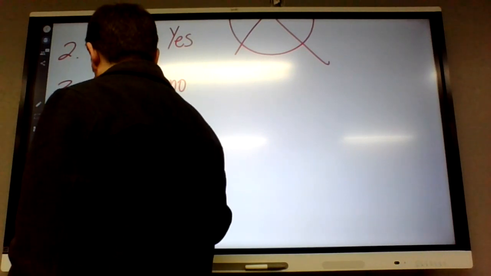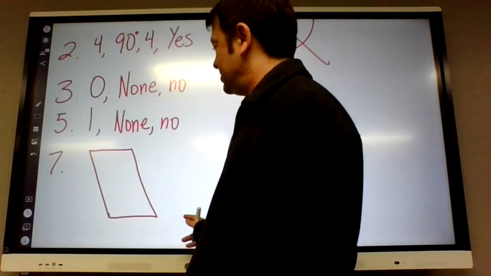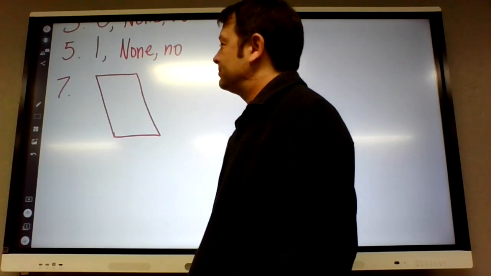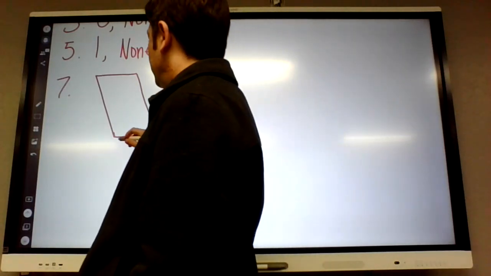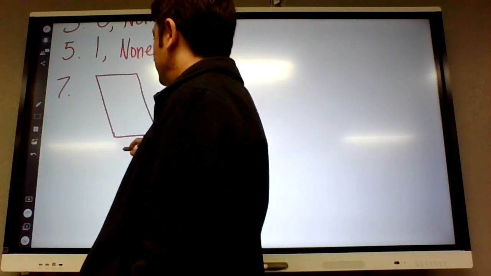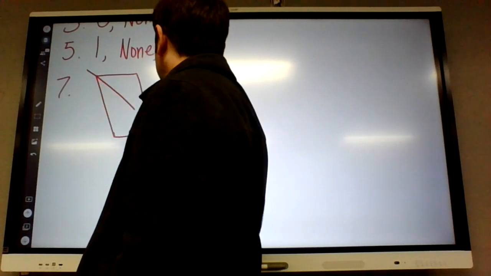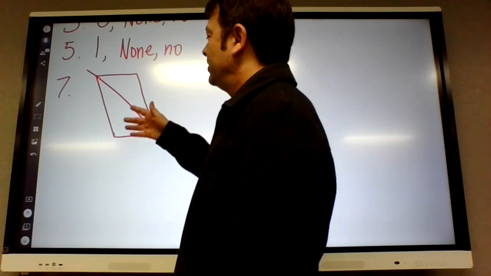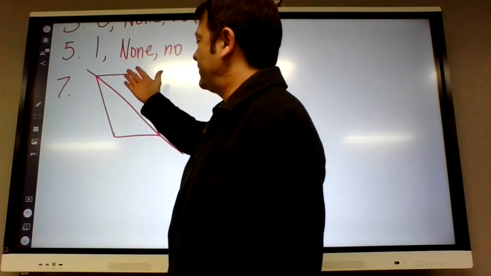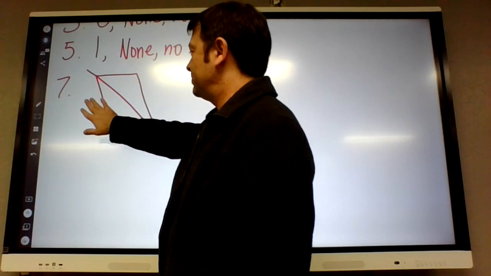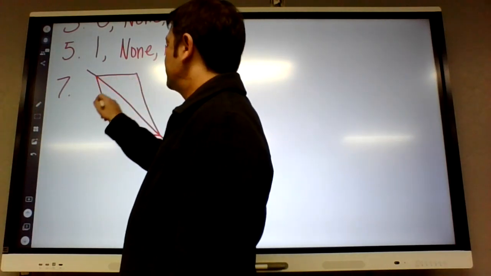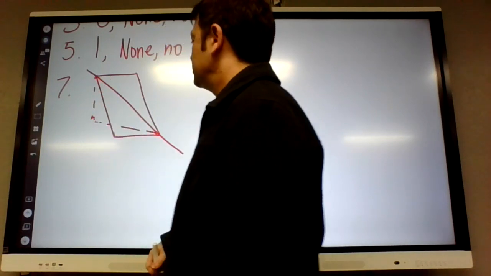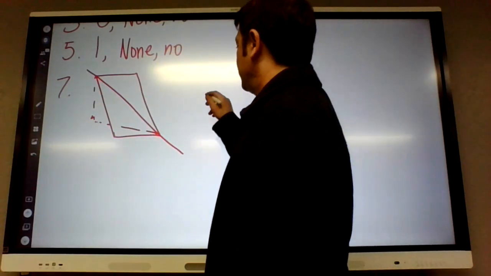Okay, number 7. This one got the other class, so I'm assuming it's gonna get you. How many lines of symmetry? None. 6. 1. Okay, where would the line of symmetry be? Diagonal. Is that the same on both sides? Nope. Well, they're congruent, but if I fold this over, would it look the same? Nope. So it's none. You're right, it's 0.